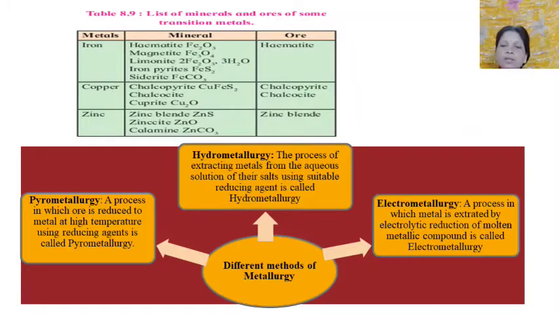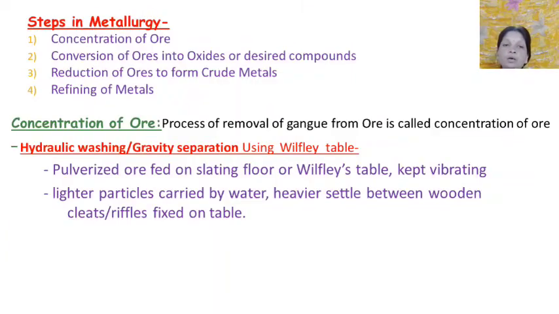So these are the different methods of metallurgy which may ask for the 1 marks. Now we'll discuss steps in metallurgy. There are 4 steps during the metallurgy. That means from ore we can extract the fine 99.9% metal by doing following type of steps.